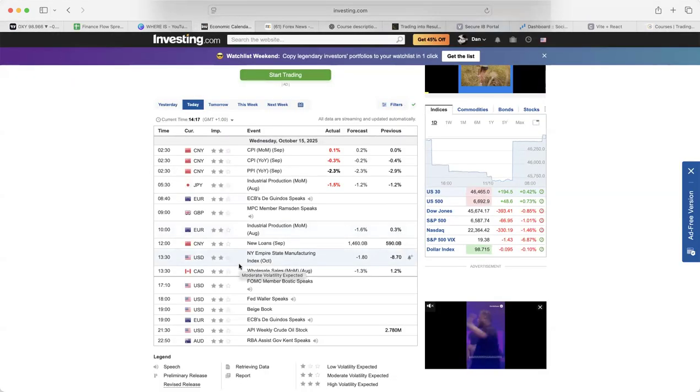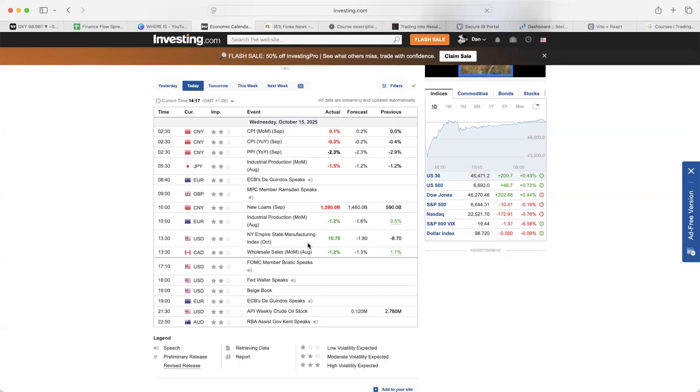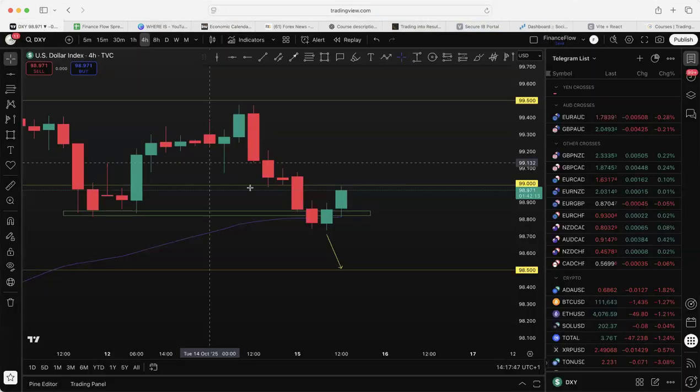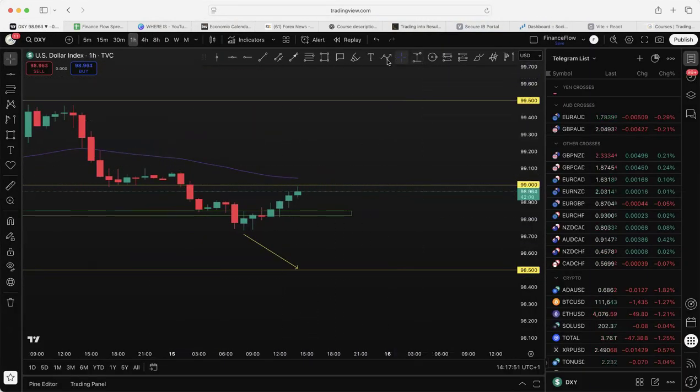News-wise, like always, we don't really have anything. We had New York manufacturing data, which has come in very, very good. But is this going to be enough to push everything on? I'm not 100% sure. So I will be monitoring, and I recommend everyone monitors this area here.